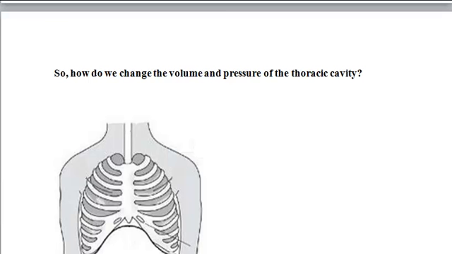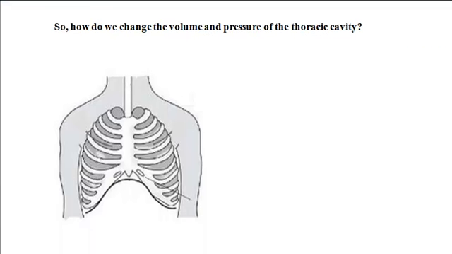Welcome back to Unit 8, Lesson 3. This is part 2 of the video, and this part's optional unless you've missed class. So, how do we actually change the volume and pressure of the thoracic cavity in order to get air in and out of our lungs?